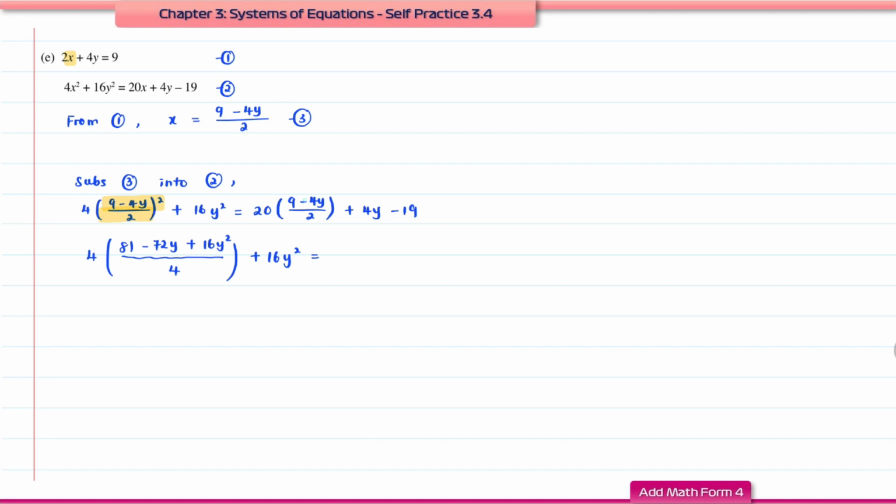And for this part here, I'm going to simplify it. So here you're going to have 10 times 9, which is 90. So minus 40y. So this part is just like you expanding it.